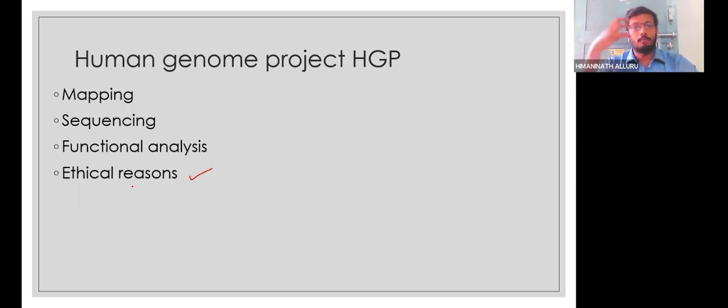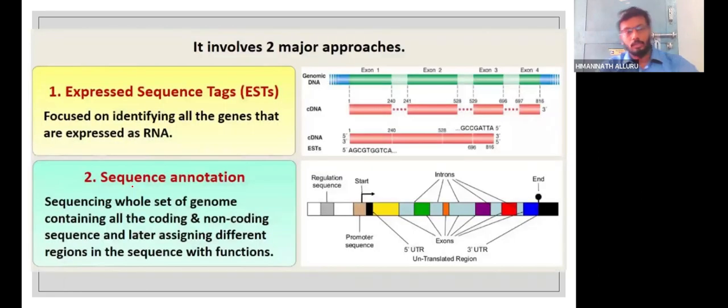Then only will they have the broad thinking about the ethics behind all this project, involving either humans or any other animals also. The sequencing is done by, as we are all aware, two approaches: the expressed sequence tags and sequence annotation. The expressed sequence tag is a very easy method.